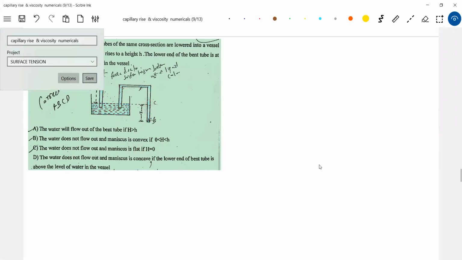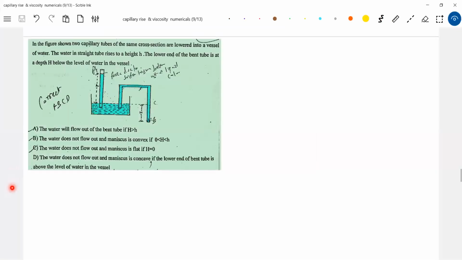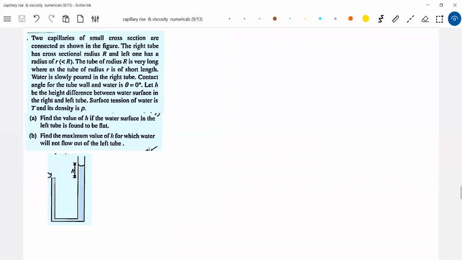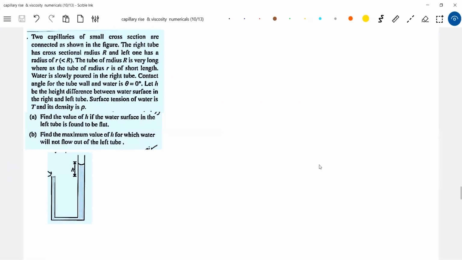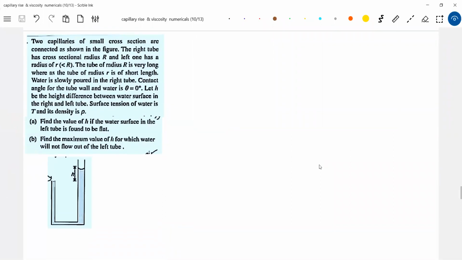Okay, do think on this one. I'll take a similar problem. This is a very important idea. Same concept. The question is brought once again. I'm bringing it.